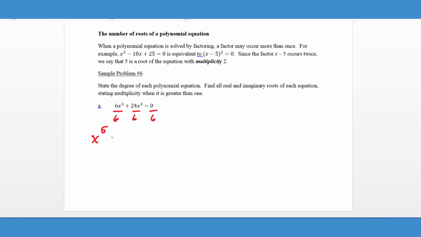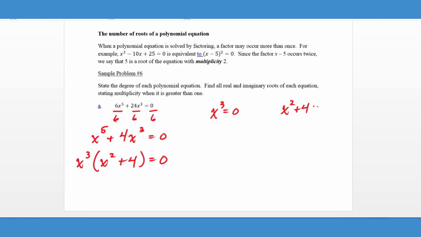So we have x to the 5th plus 4x to the 3rd equals 0. So you can see we're going to factor out a common x to the 3rd, so that's going to leave us x squared plus 4 equals 0. Now, x squared plus 4 is not factorable, and so we can go ahead and break this up with the zero product property right now. So I'm going to get x to the 3rd equals 0, and I'm going to get x squared plus 4 equals 0.